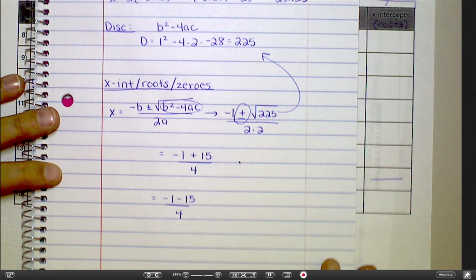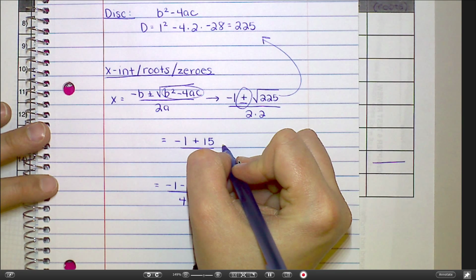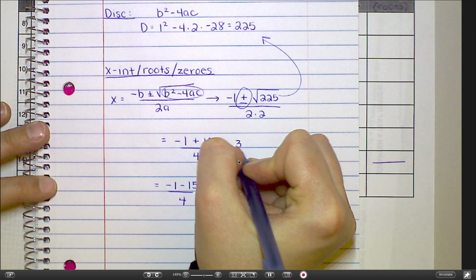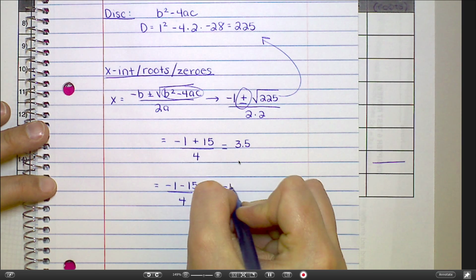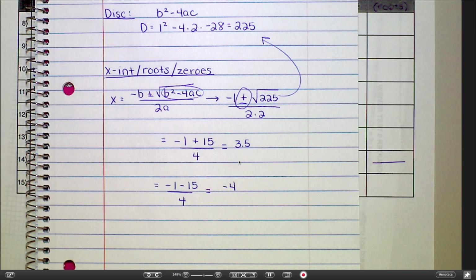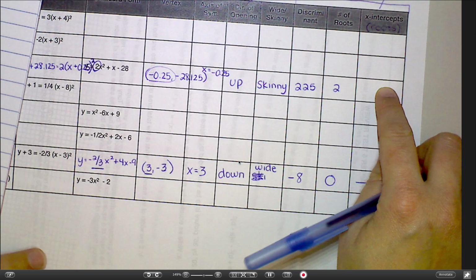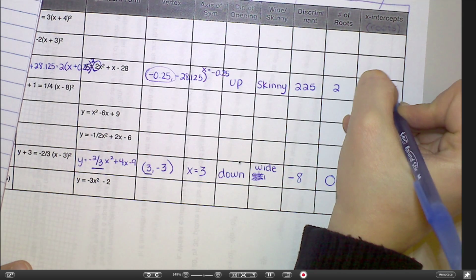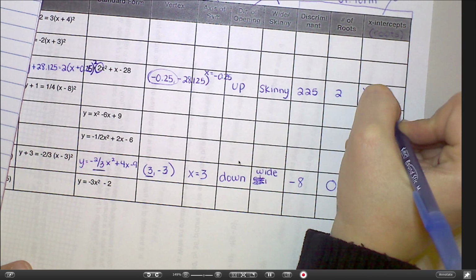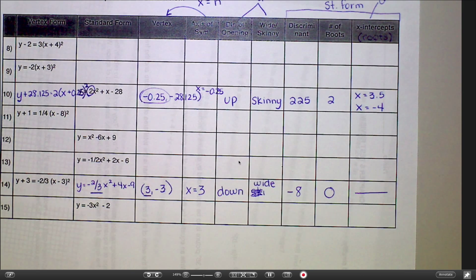Remember that plus or minus means you're going to have to do 2 separate problems. This is going to be 14 over 4, which is 3.5. This is going to be negative 16 over 4, which is negative 4. Okay, so those are your 2 x-intercepts. Be careful when you write your x-intercepts that you're not writing them as a coordinate. I would say x equals 3.5 and then x equals negative 4. Write it like it's 2 separate answers because it really is. It's 2 separate points on your graph. Did you follow all of that okay?